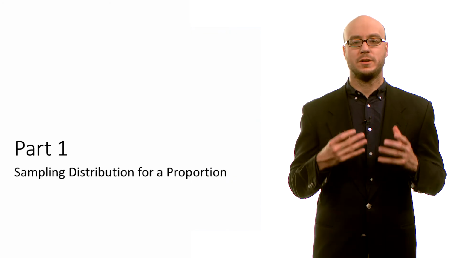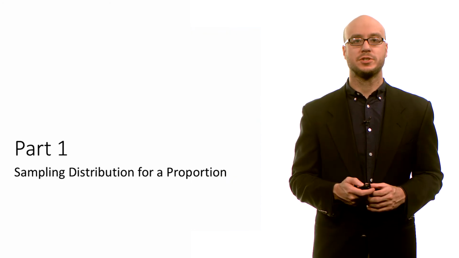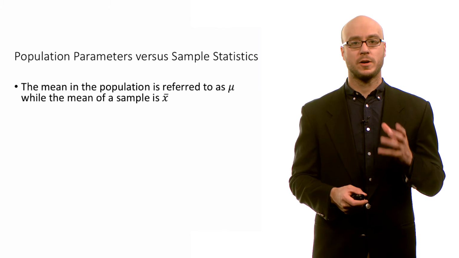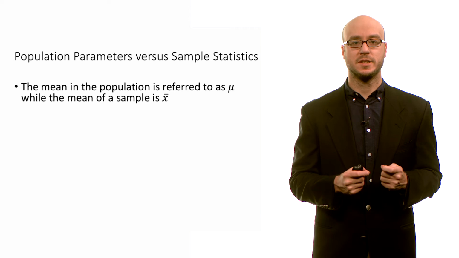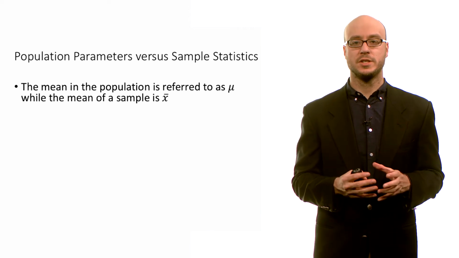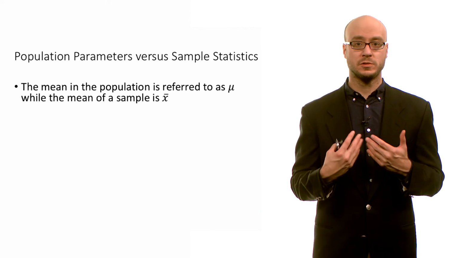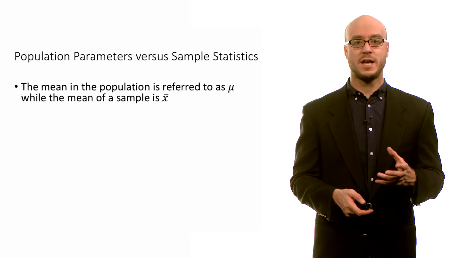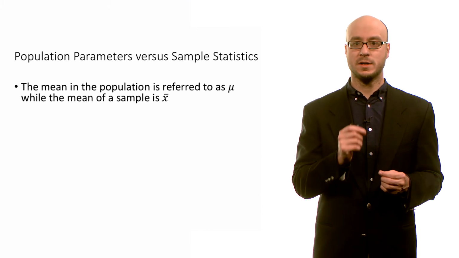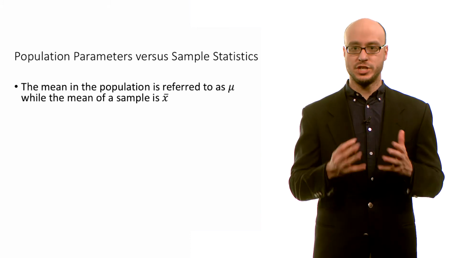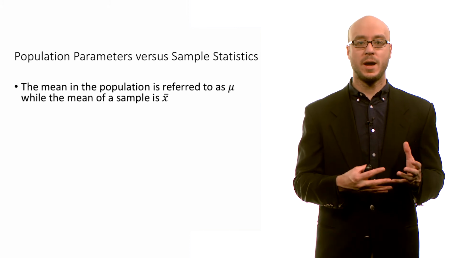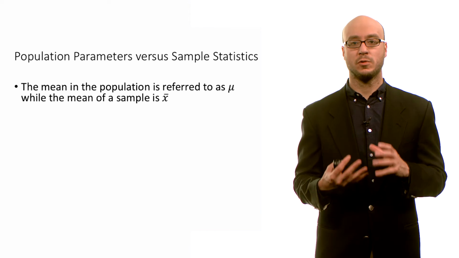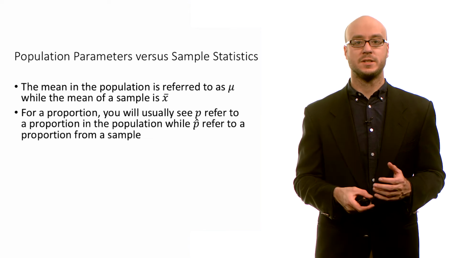For part one, we're going to talk about the sampling distribution for proportion. Now, recall this difference between population parameters and sample statistics. The mean of the population is referred to as mu, this Greek letter mu, while the mean of a sample we denote with x bar, an x with a line over it. In general, recall that we typically use Greek letters to refer to population parameters, and typically we use Latin or Roman letters to refer to sample statistics.